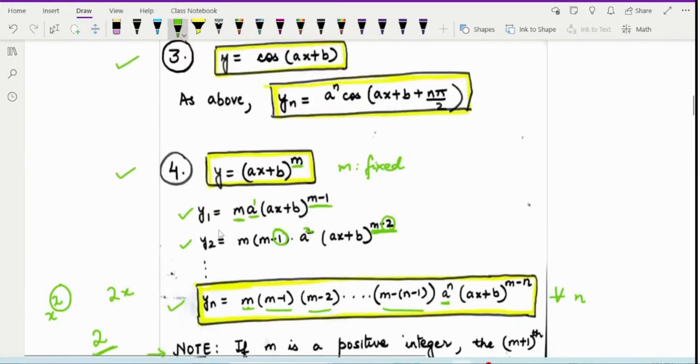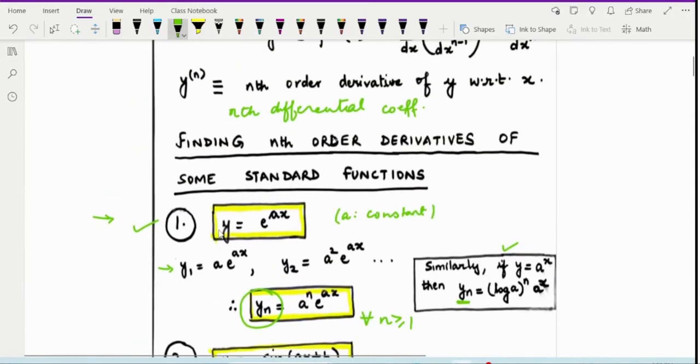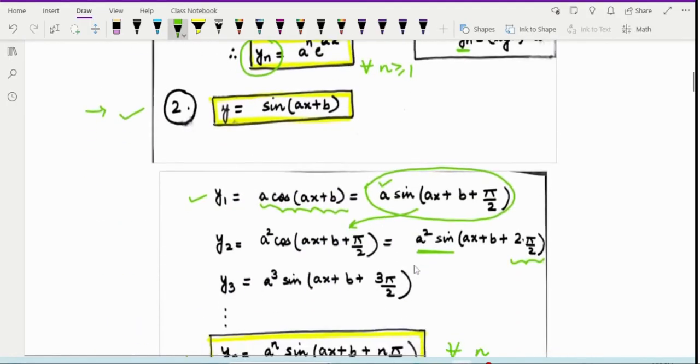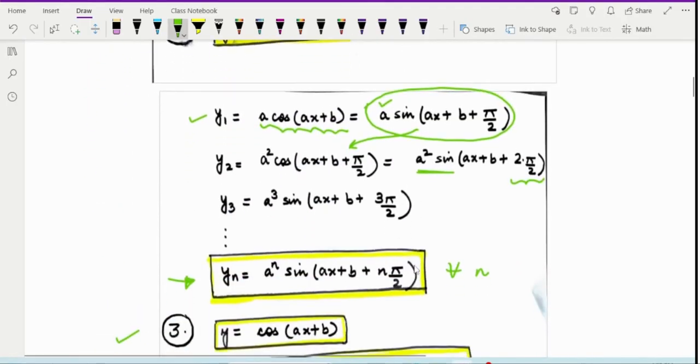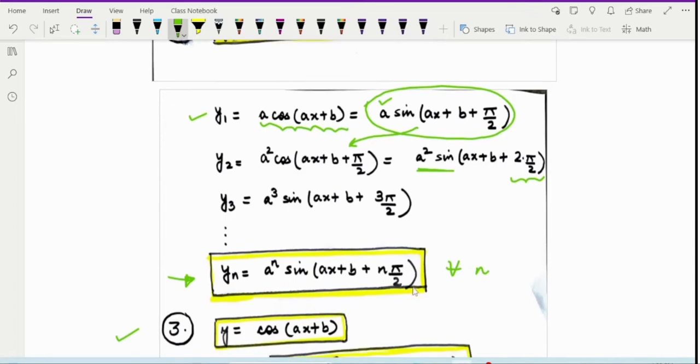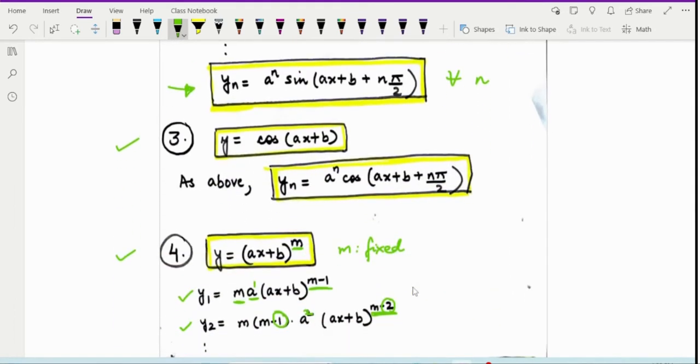So these were some standard questions which you are expected to know. These are some standard nth order derivatives which one is expected to know to handle other sorts of questions. So if you have a straight exponential with a constant a attached to e to power ax, then this is the pattern which is being followed. If you have sine ax plus b, then it's a to the power n sine ax plus b plus n pi by 2, which happens to be the nth order derivative. Cos follows a similar format.